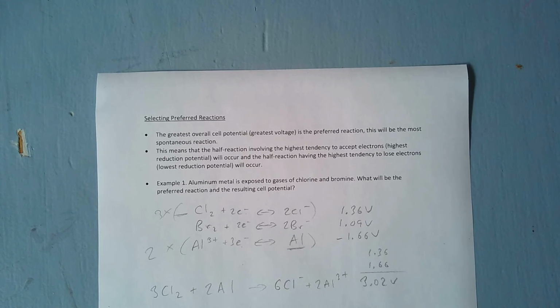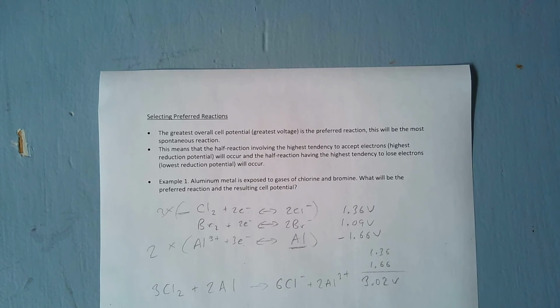So again, what you're looking for is the scenario that gives you the greatest cell voltage, which means it's the most spontaneous, and so that'll be the preferred reaction. So basically what happens is the bromine gas just sits there. It doesn't react. The chlorine gas is attracted to the aluminum metal with a greater tendency, right? So that's the one that's going to react.